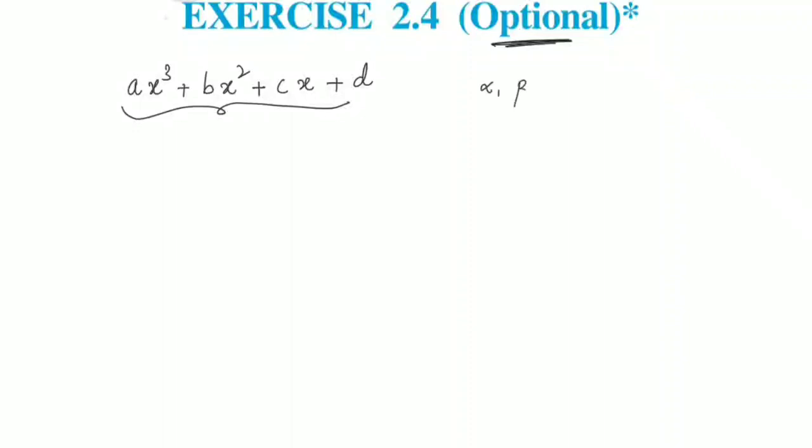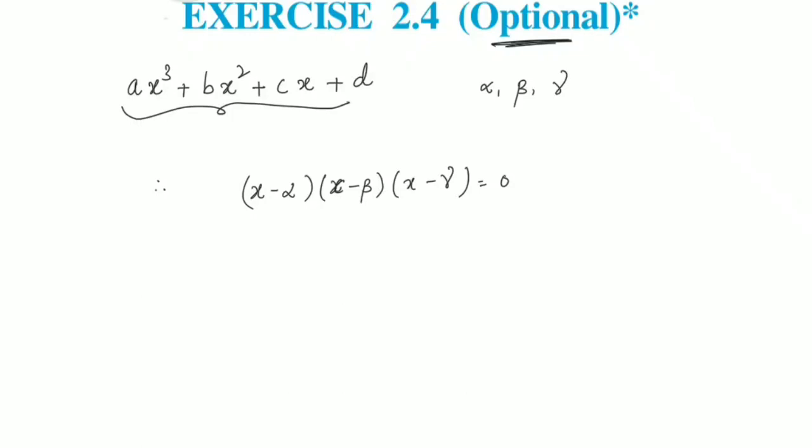Hello everyone. Before we go to exercise 2.4, which is optional, we'll learn some things here. Let's say it is a cubic equation. Generally we can write the cubic polynomial as ax cube plus bx square plus cx plus d. This is a cubic polynomial. And if I say the zeros of this polynomial are alpha, beta, gamma, then I can write it as a into x minus alpha, x minus beta, x minus gamma is equal to 0.